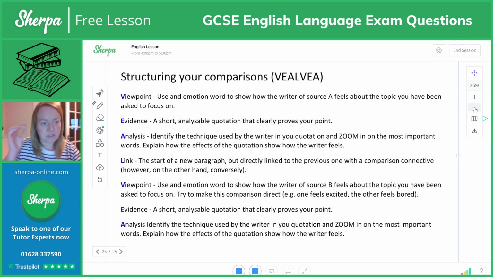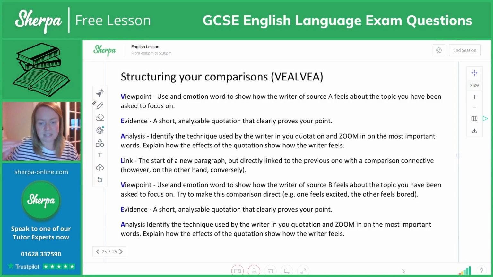Evidence should be short, analysable, as we looked at in the models. Then your analysis, you're zooming in, you're using terminology, the simile, the effect of the simile is this. The link is actually where you start your next paragraph.